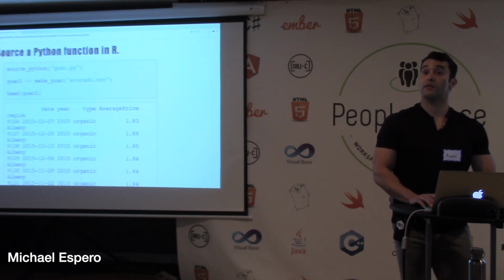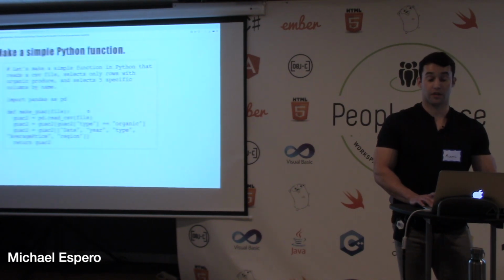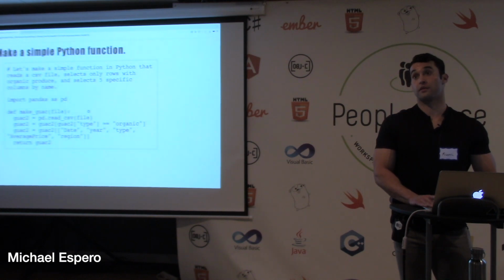How do we get the avocado CSV file? It is on my GitHub page. So if you go to GitHub with my name, Michael Espero, the data will be in the OC rug Reticulate repository. It's also in the OC rug repository now.